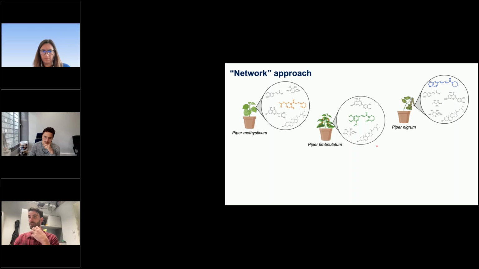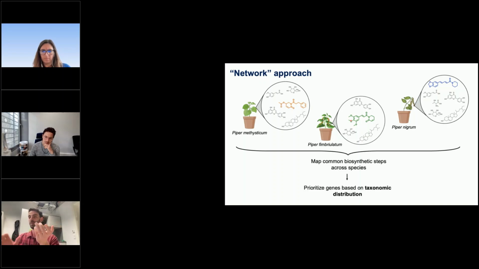Because, for example, if we observe the same alkaloid to be present in multiple species, let's say 3 species, we can expect the same biosynthetic genes to be present. And so maybe we can map these common biosynthetic steps across the species and use this information to prioritize the genes that follow the same taxonomic distribution, that then will need to be tested experimentally in the lab.